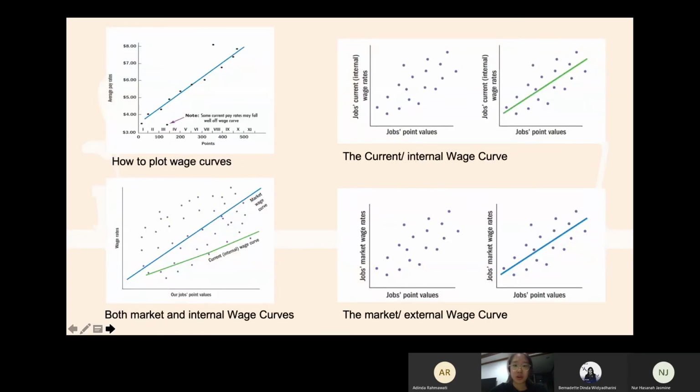So here are the graphs for how to plot wage curves. And then there is the difference between the internal wage curve and the external wage curve. And we can also see when the external and internal wage curves are combined. Okay, next.